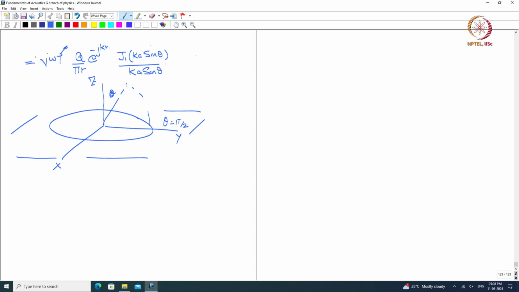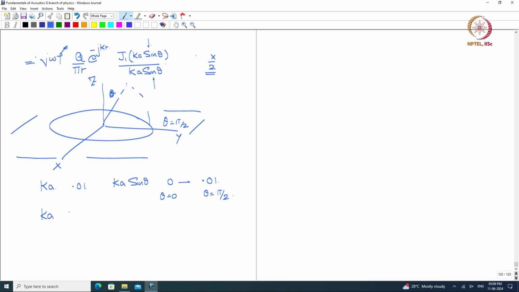Now as theta goes to 0, we showed that as this argument goes to 0, this acquires a value x by 2, we have shown that. Now the maximum value of sin theta is 1 and it undergoes no more zeros. So if Ka is a small value, let us say 0.01, then Ka sin theta starts at 0 and moves to 0.01 as theta goes from 0 to pi by 2.